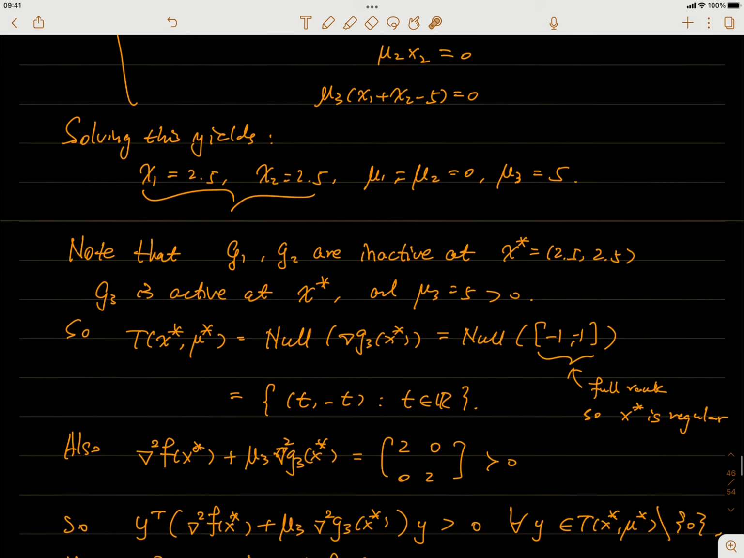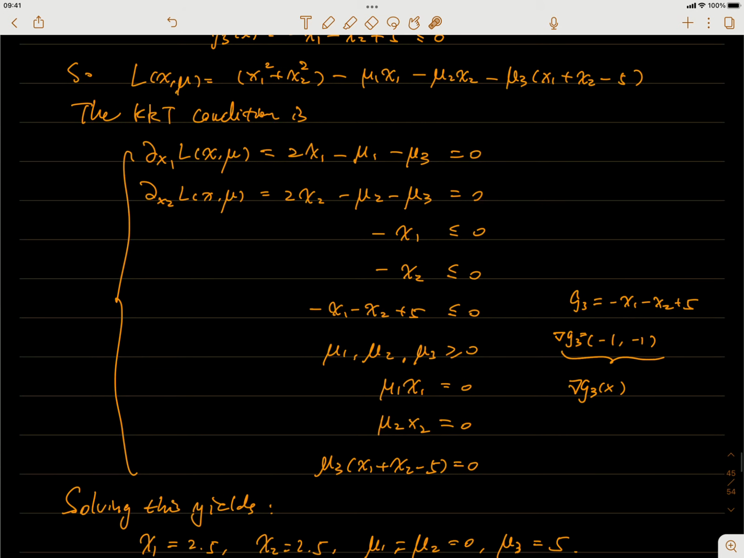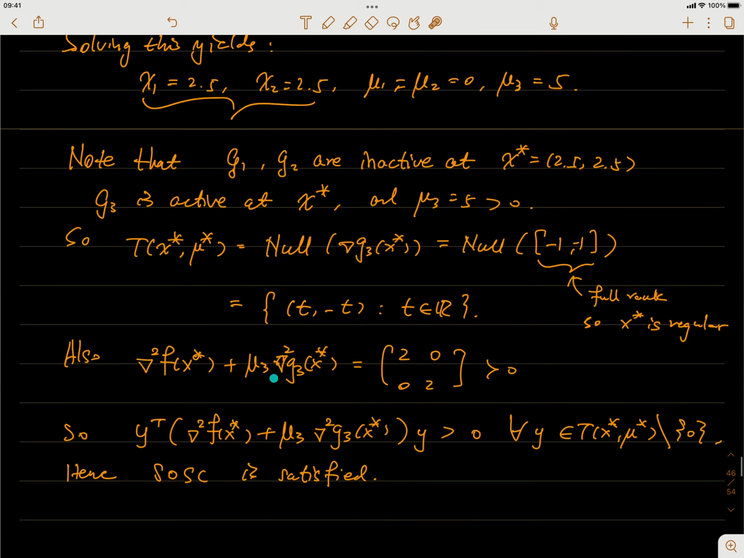G3 has this as its gradient at every point, no matter what x is. So if you take the Hessian, this just gives you a 0 matrix. So the Hessian of G3 is a 0 matrix. Okay, so that's why this is a 0 matrix, and then we only have this left.